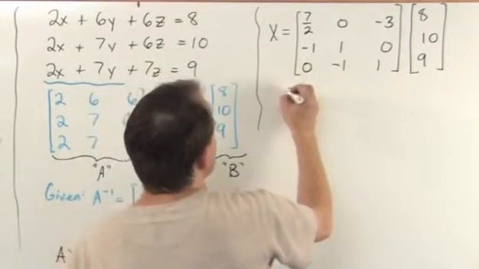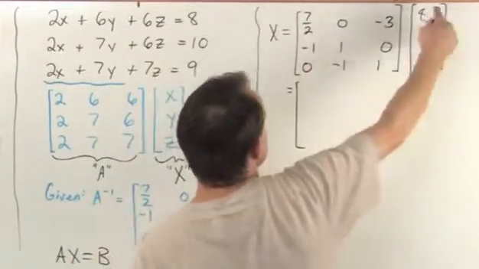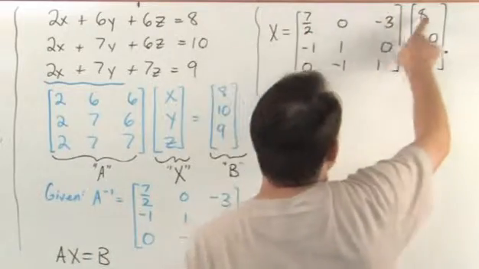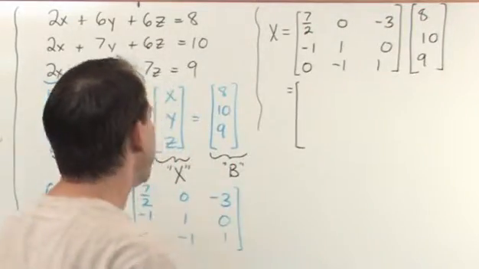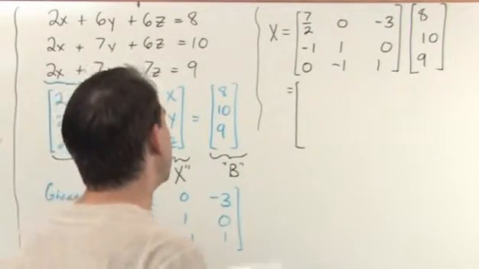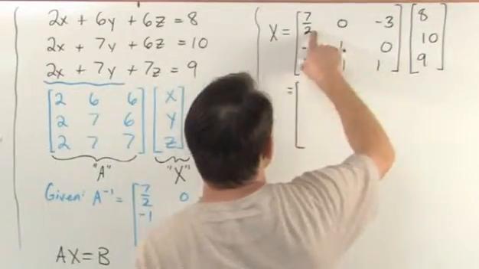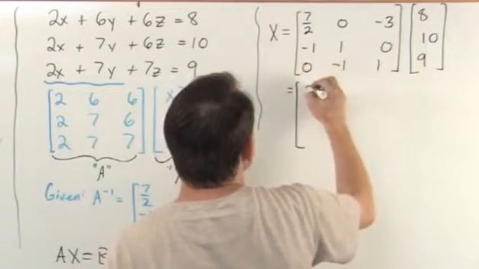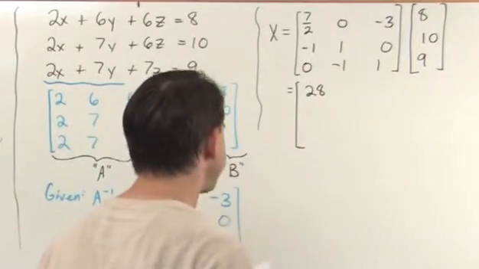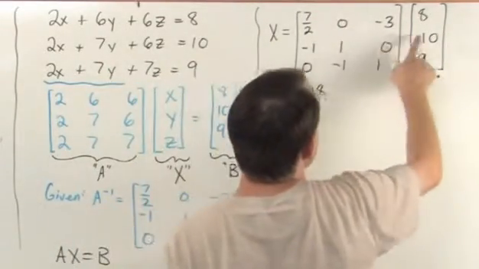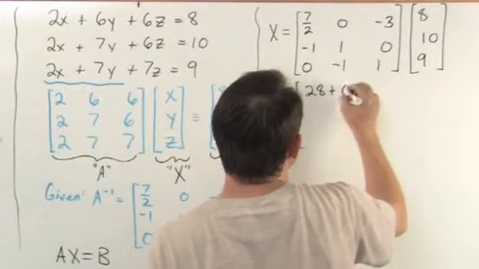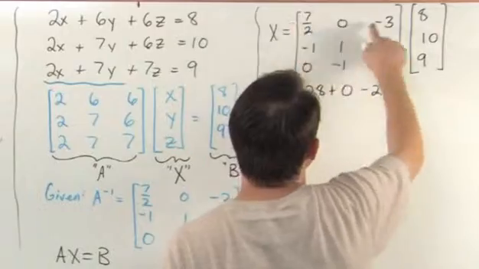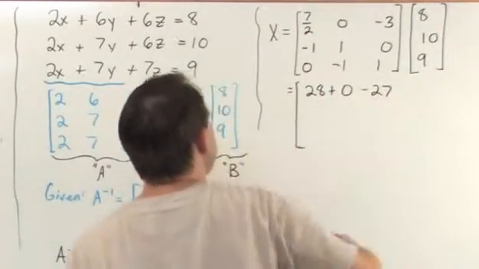So this is going to be equal to, over and down, over and down, over and down, just like we always do. So 7/2 times 8. How would you do that multiplication? Certainly you could work that out. 8 divided by 2 is 4. 4 times 7 is 28. We'll put 28 there. Over and down. 0 times 10, so we get a 0. -3 times 9 is -27. So we multiply every term and add them up.